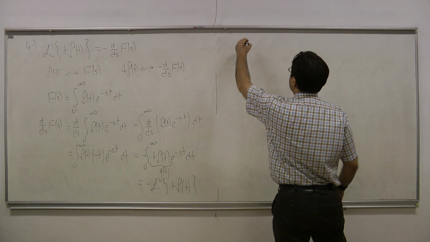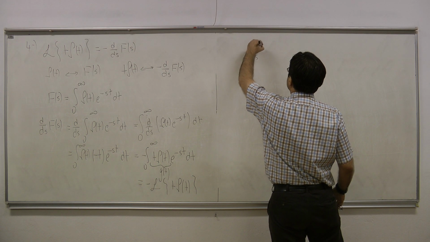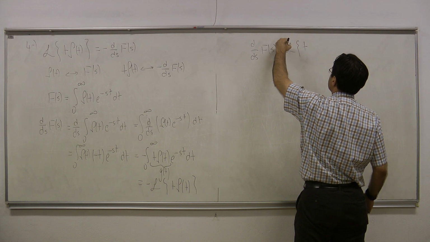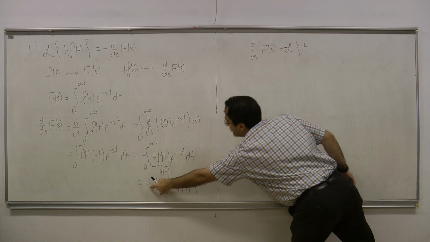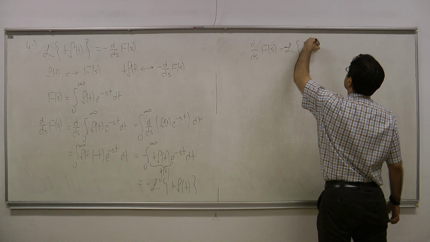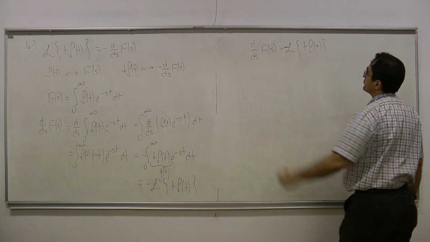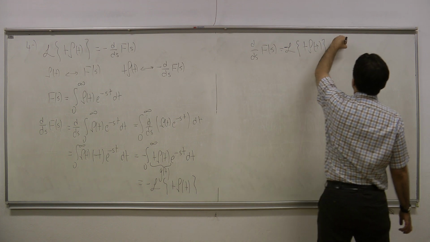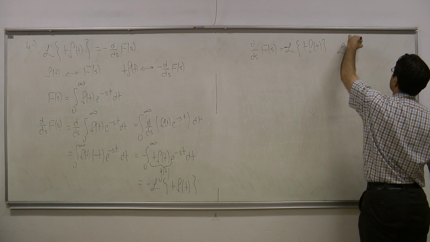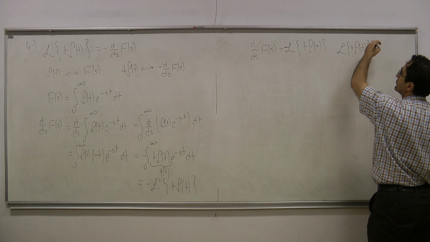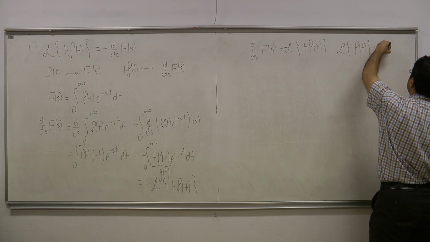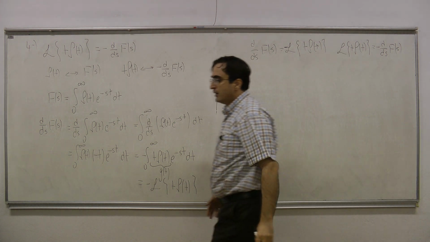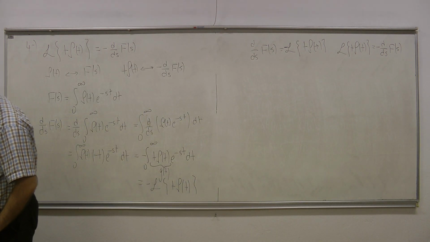So I get the equation d over ds of F of s is a negative Laplace transformation of t f of t. Multiplying both sides by minus 1 is going to give me this: the Laplace transform of t f of t is equal to minus d over ds of capital F of s. Okay, but that is just our property.